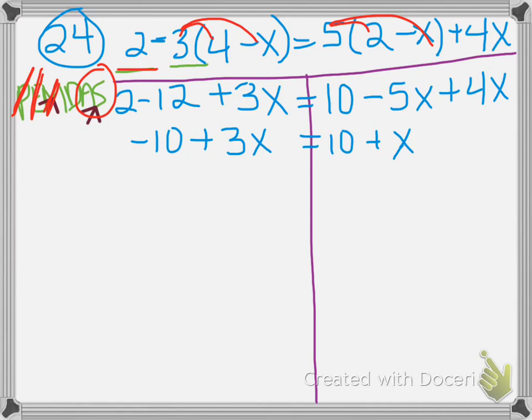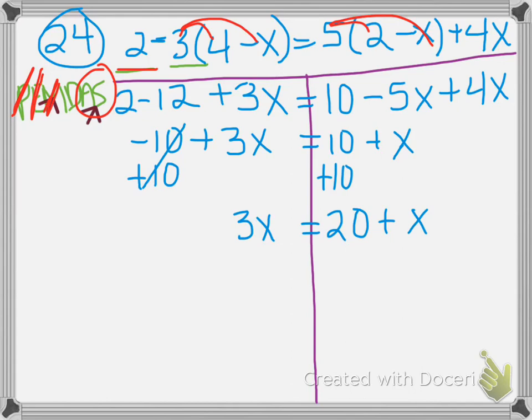Remember, our goal is to get x by itself on the left side. So we're going to go ahead and move this negative 10 over to the other side by doing the opposite, which is add 10. If you add 10 on this side, you're going to go ahead and add 10 on this side to keep everything even. Negative 10 plus 10 is just 0, so we don't need to write it. We're going to bring down the 3x to keep ourselves neat. 10 plus 10 is just 20, and then plus x.